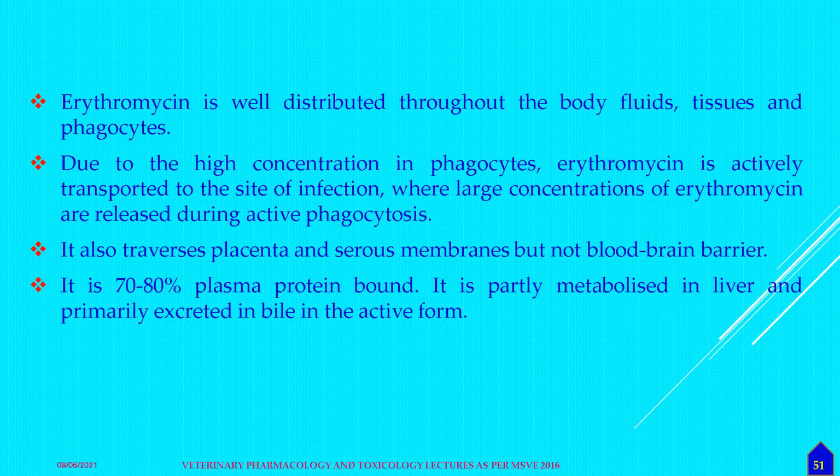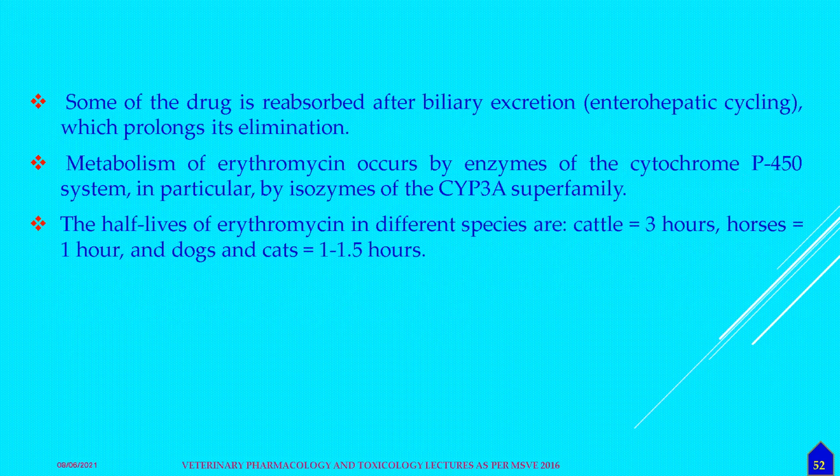excretory pattern of biotransformation. Mainly it occurs in the liver, then about 60 to 70% is excreted in the bile, and the remaining in the urine. And some of the drug is reabsorbed after biliary excretion, which is called enterohepatic cycling, and this prolongs the elimination. That also increases the half-life of erythromycin.